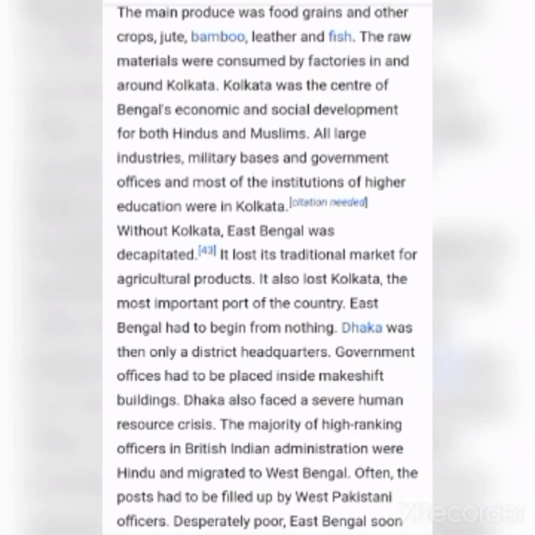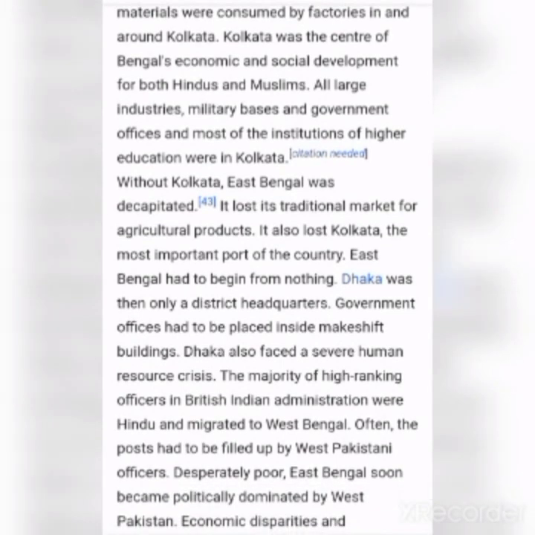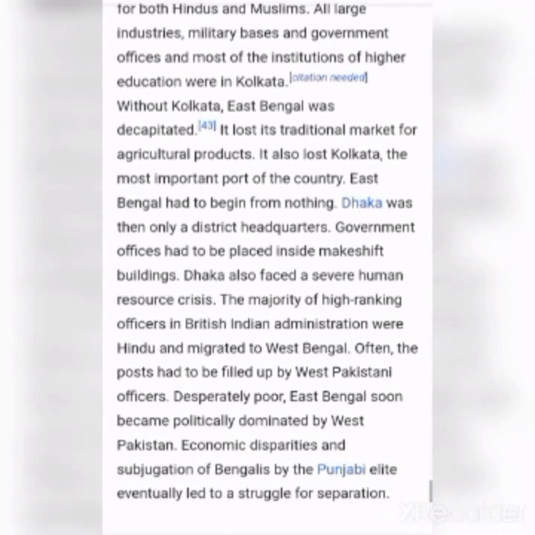Without Kolkata, East Bengal was decapitated. It lost its traditional market for agricultural products. It also lost Kolkata, the most important port of the country. East Bengal had to begin from nothing.